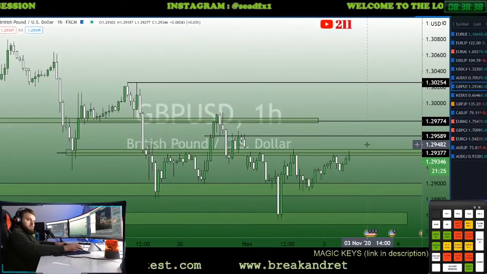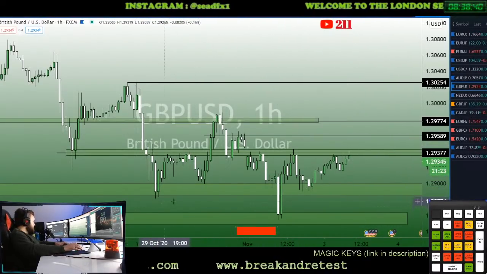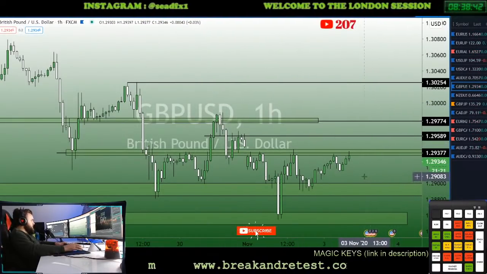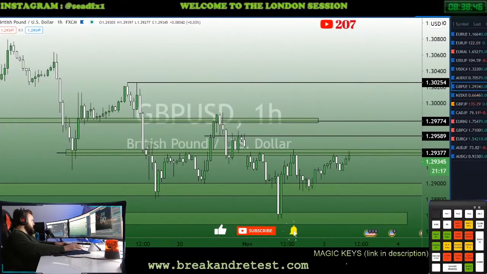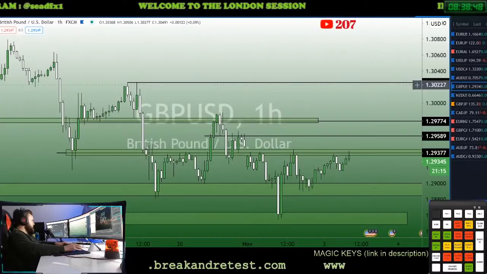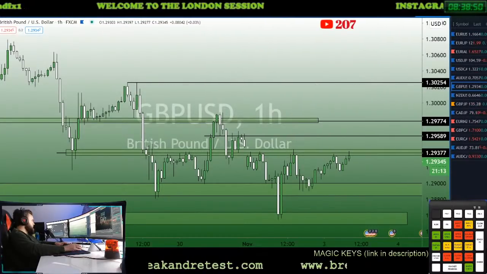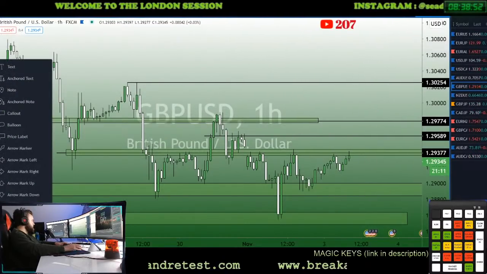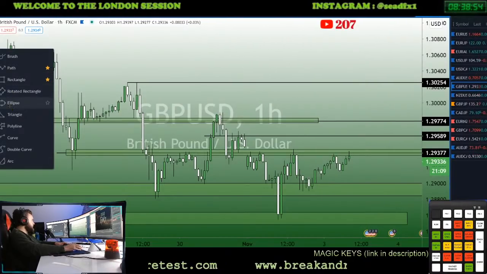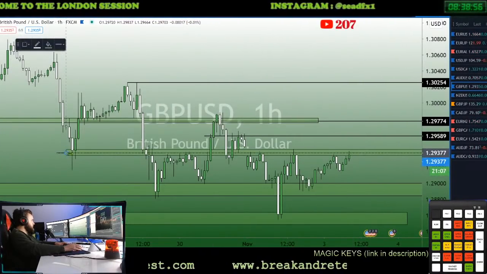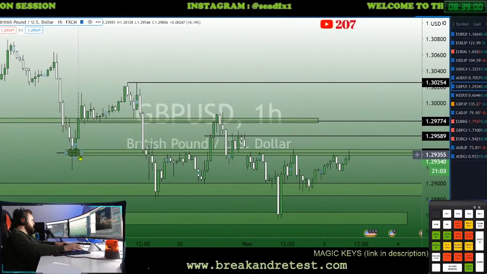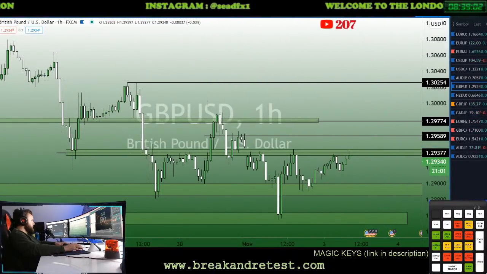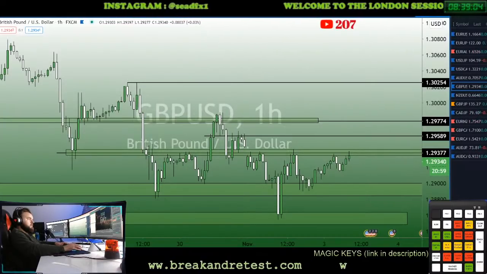GBPUSD was good today. I don't know about GBPUSD. It didn't really do much. We're still rejecting the zone. I mean, we'll see how it's going to react because we need to break this. And when that will happen, I don't know. I'm just waiting.